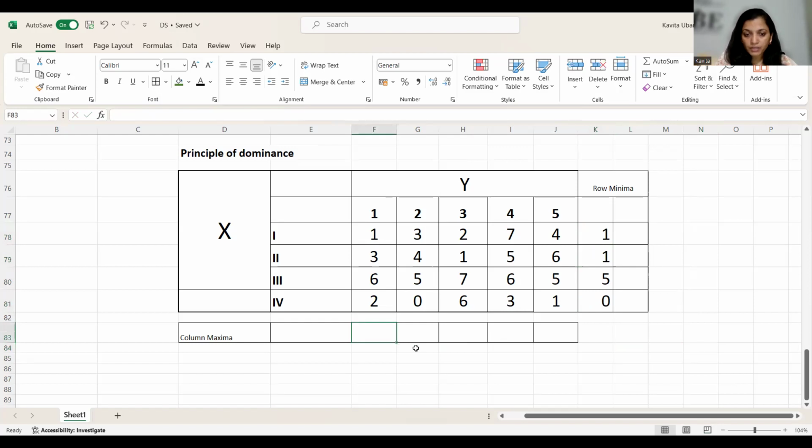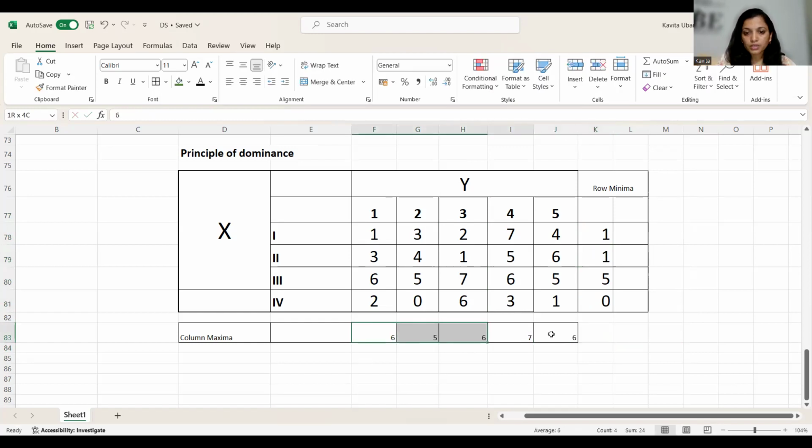Then we need to find the column maxima. The maximum value from column number 1 is 6. From the second it is 5. Then the third one, again 6 is there. Then the fourth one, 7 is there. Then from the 5th one, 6 is there.